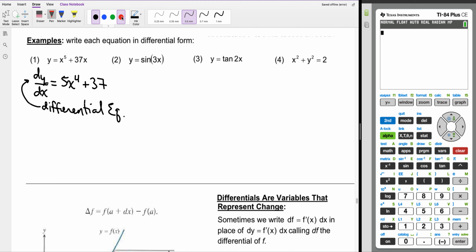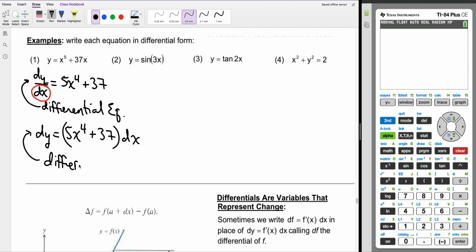What we're going to do now, though, is multiply both sides by the dx. All right, so algebraically, we're just going to multiply both sides by dx. So I'm going to get dy is equal to 5x to the fourth plus 37, that whole thing multiplied by dx. This is known as the differential form. All right. So you look at this and you say, wait, okay, this isn't complicated at all because all I have to do is take a derivative and move the dx to the other side.